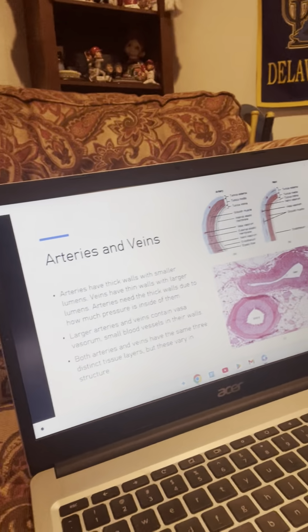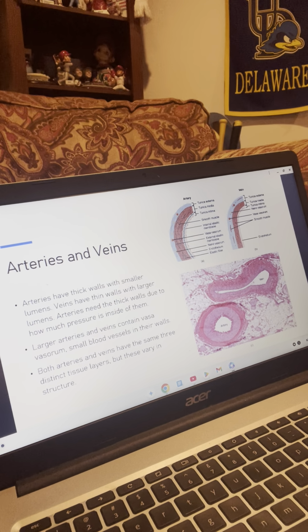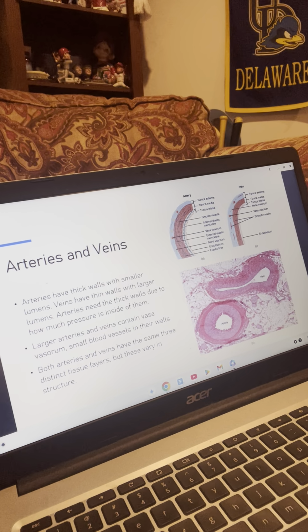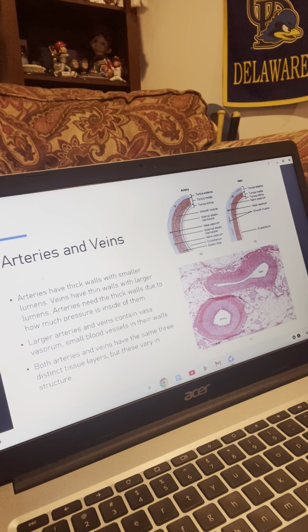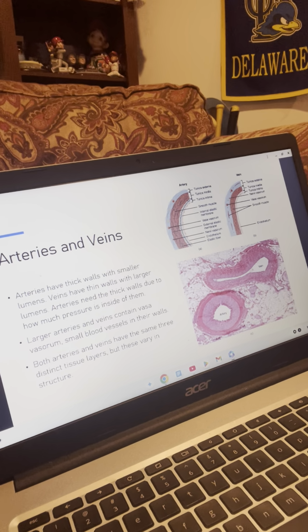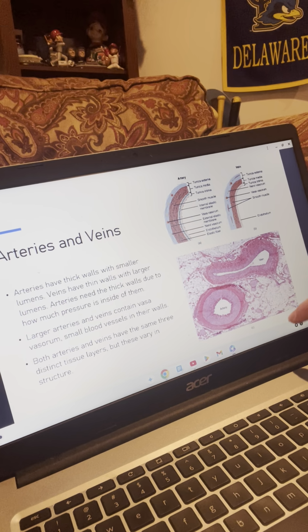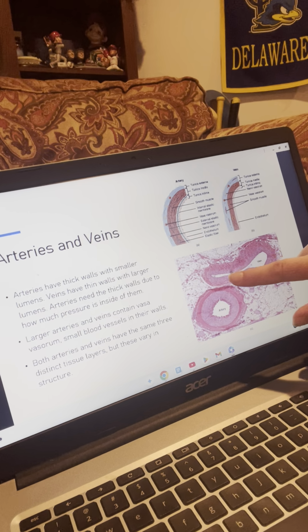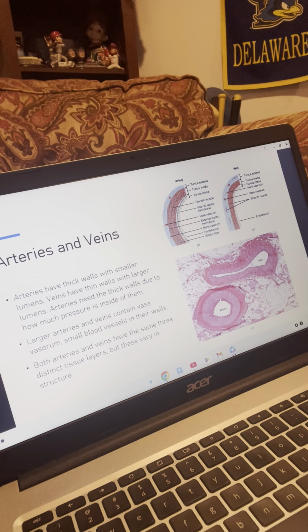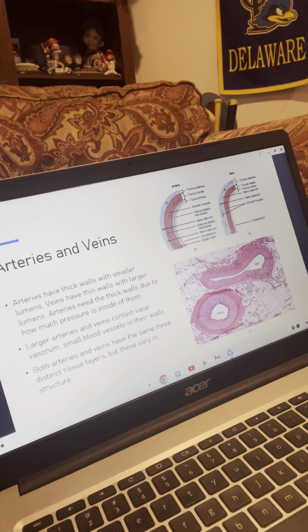This slide is on the arteries and the veins. So it goes over the structure of arteries versus veins. It goes over how arteries have thick walls with smaller lumens, as depicted here. So this is the lumen here. This is the vein, and here's the venous lumen. The arteries have thicker walls due to how much pressure is in them.